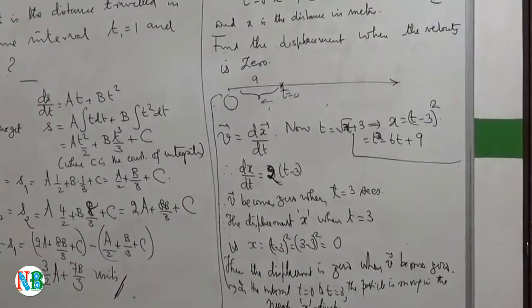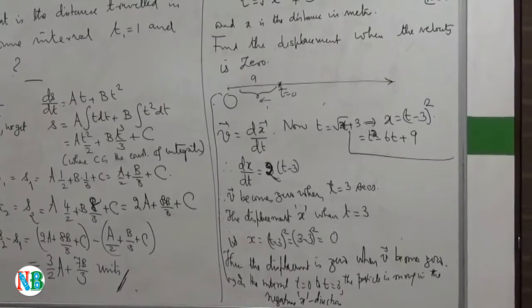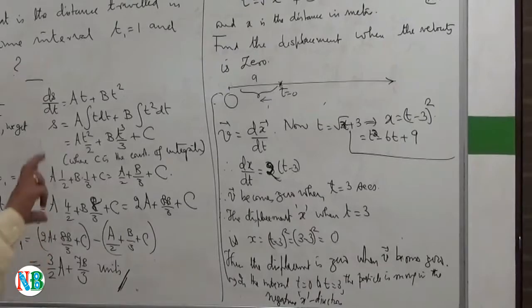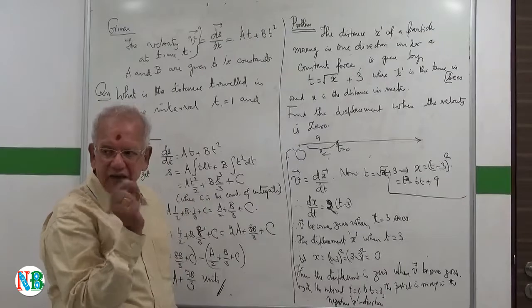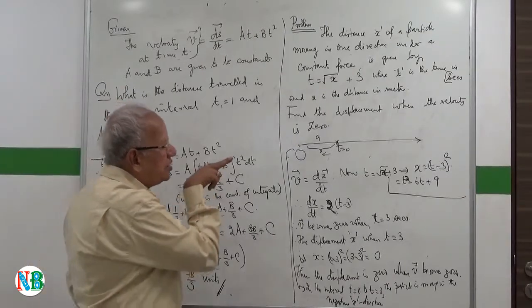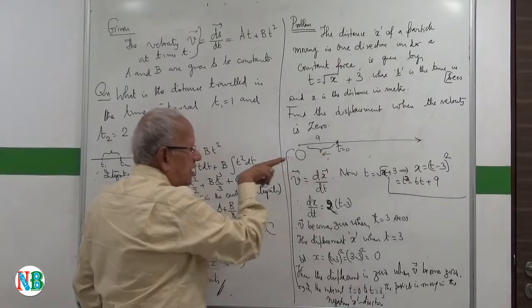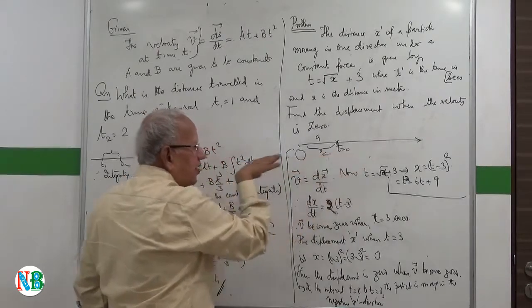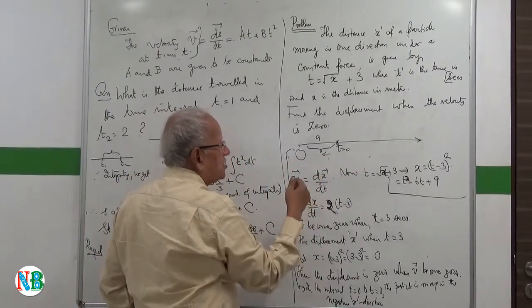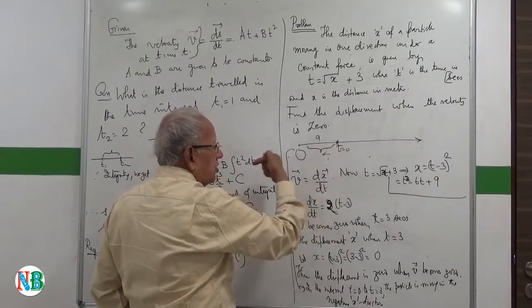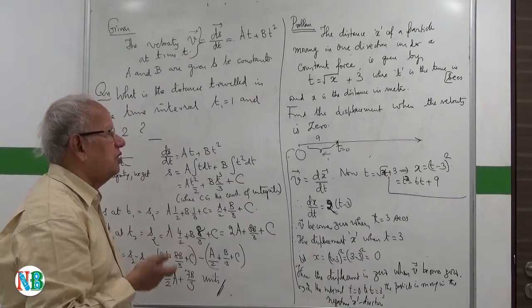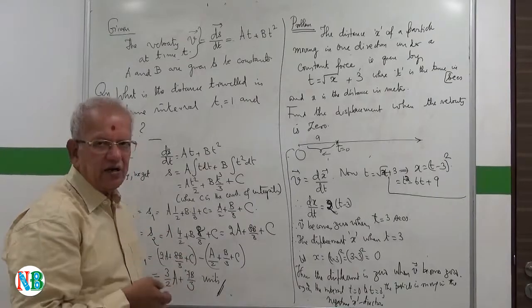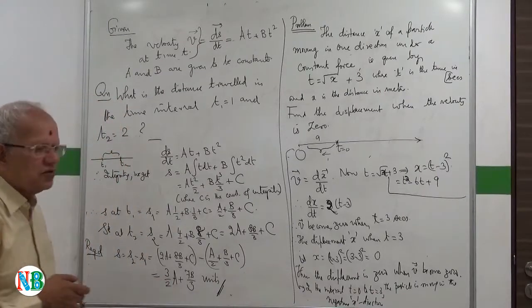So what do you learn from this problem? From this problem we see that there is a difference between the speed and the velocity. Speed is a scalar quantity, whereas velocity is a vector quantity. If you take this to be the positive x direction, then when x is increasing, the velocity is positive, and when the velocity is negative, it means the particle is moving in the opposite direction. So velocity can be 0, positive or negative, whereas the speed is always a scalar.